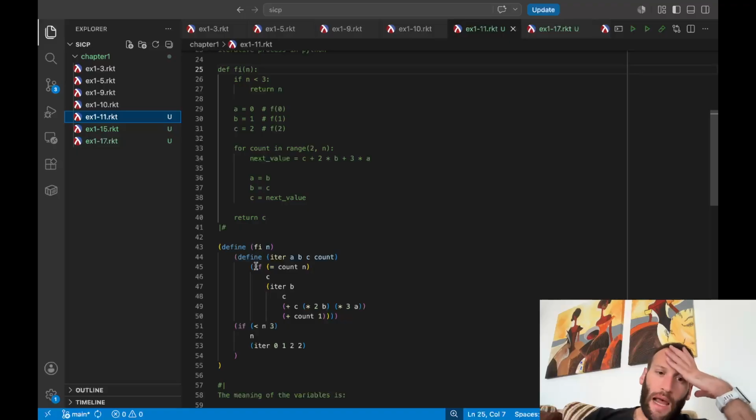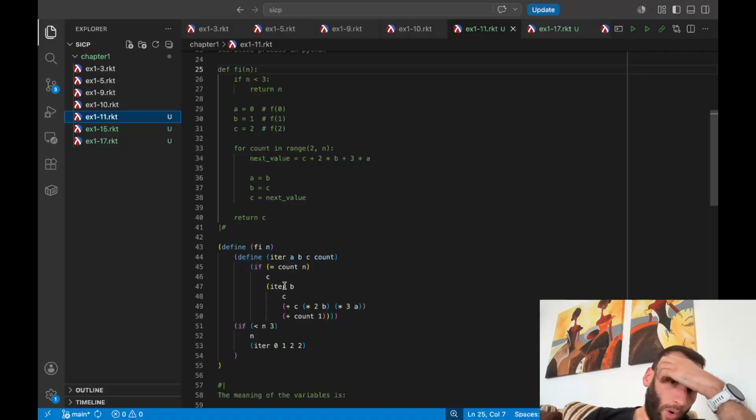Iter takes 4 arguments, a, b, c, which are the values that need to be updated, and count, that counts how many loops we have to do. We have immediately a stopping condition, so that when count is equal to n, we can return c.